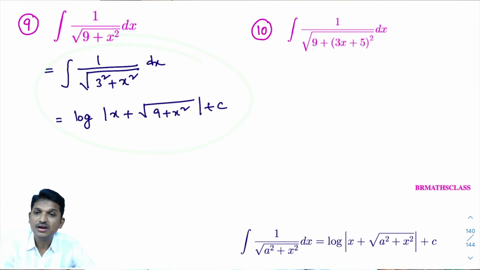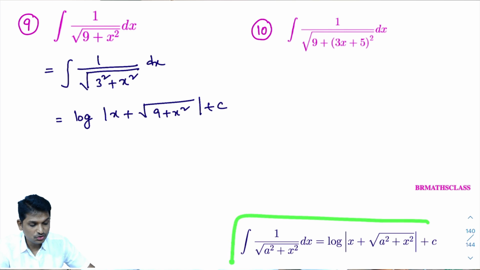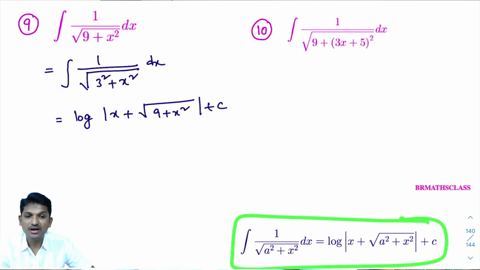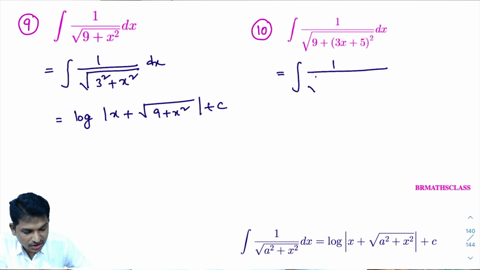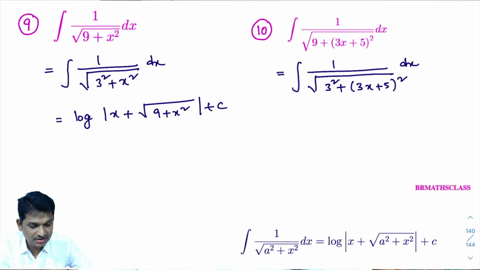It is over. Now, the important thing is, as you know this formula, in place of x, if ax plus b is present, then how to write its answer directly? That is what we are going to learn. First thing, I'll write a little bit of simplification step. Integral of 1 divided by root over, this 9 is there, 9 can be written as 3 square plus 3x plus 5 whole square dx. Okay, now you observe this is of the form integral of 1 divided by root over a square plus x square dx. In place of x, ax plus b is there.